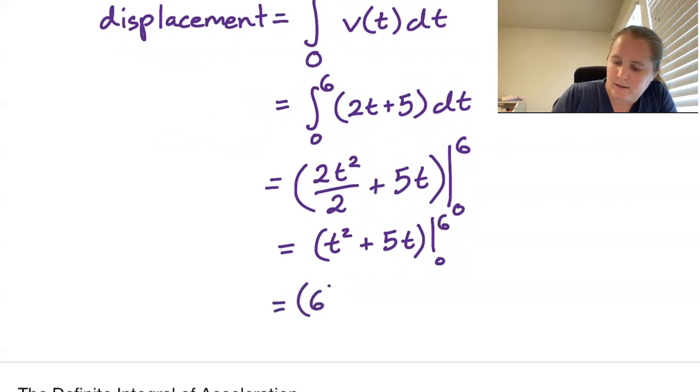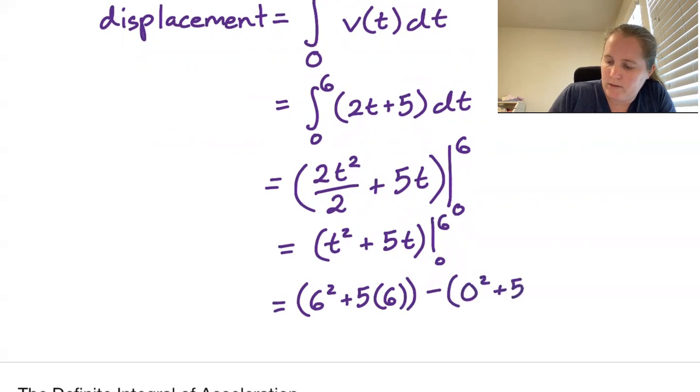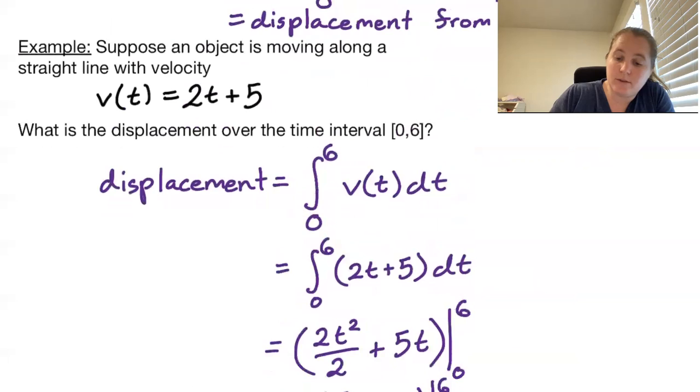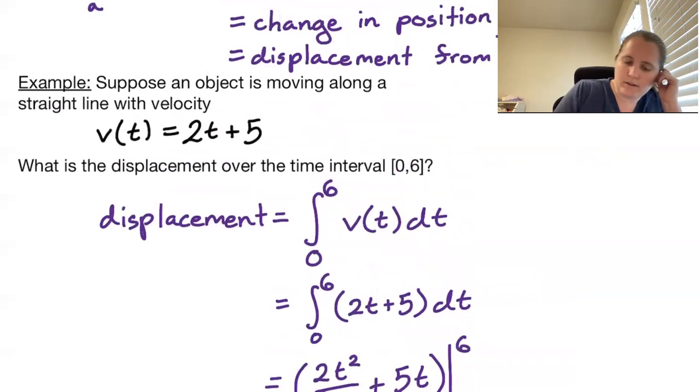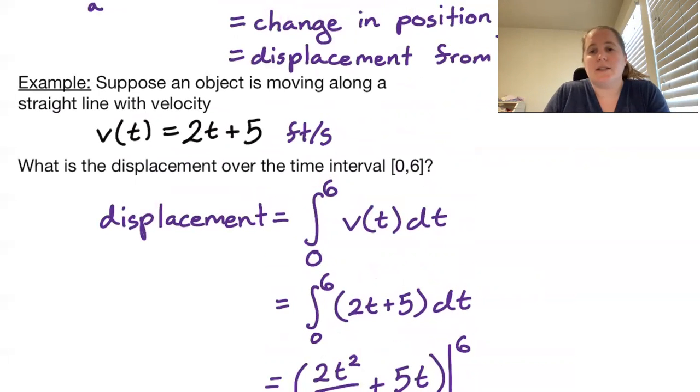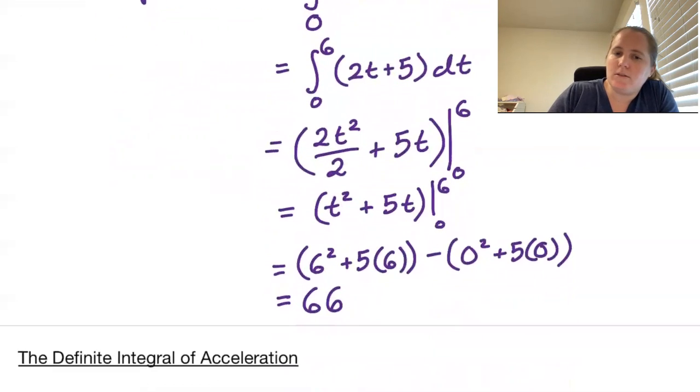So we are looking at 6 squared plus 5 times 6 minus 0 squared plus 5 times 0. And that's just 36 plus 30, or 66. I didn't give units. Usually we would have some units, so let's just add them in. Let's say our units were feet per second. And then the time interval is from 0 to 6 seconds. So this displacement would be in feet.